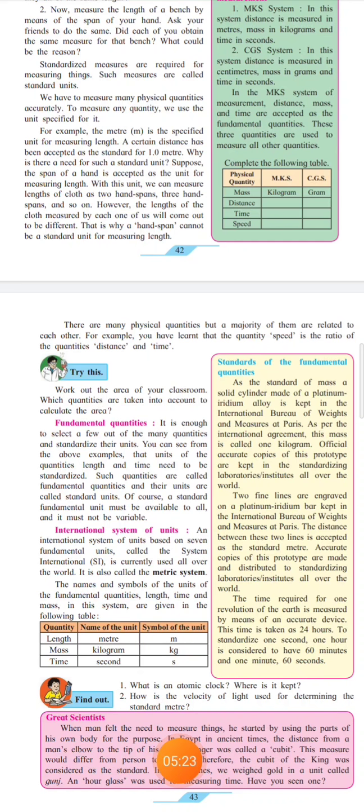There are 7 fundamental quantities and their units. Length is a fundamental quantity. Length's fundamental unit is meter. Time is a fundamental quantity and its fundamental unit is second. Amount of substance is a quantity and its fundamental unit is mole. Electric current is measured in ampere. Temperature is measured in Kelvin. Luminous intensity is measured in candela. And mass is measured in kilogram. So these are the 7 fundamental quantities and their units.